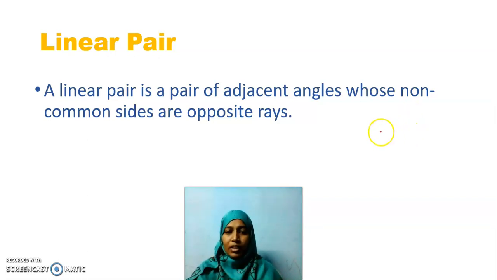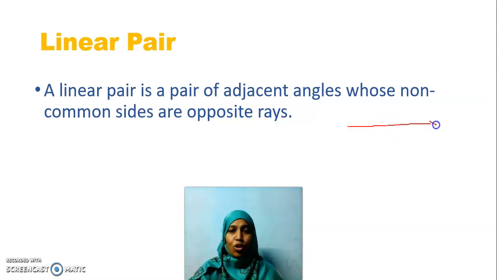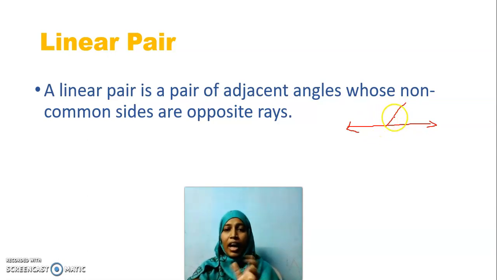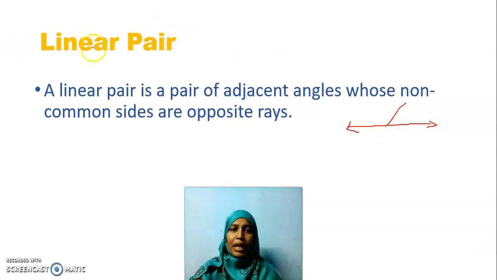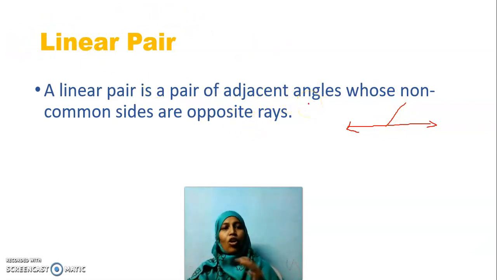When did I talk about having two opposite rays like this? In the previous slide, I told you I will ask you in the next slide. Do you remember? I asked you, can two adjacent angles be supplementary? Yes. Those special angles are called linear pair angles. The adjacent angles which are supplementary are called linear pair angles.